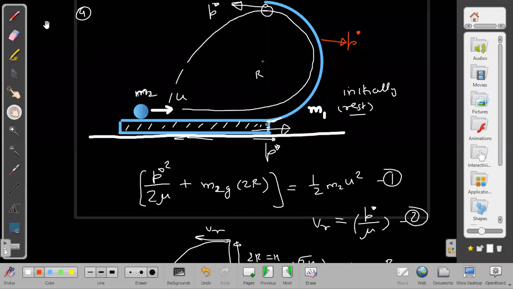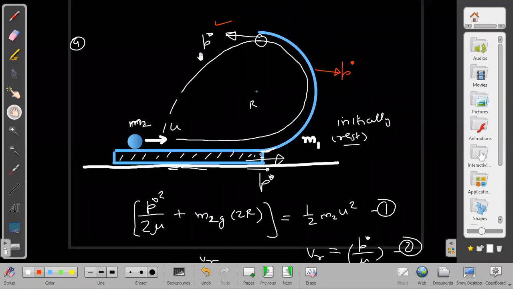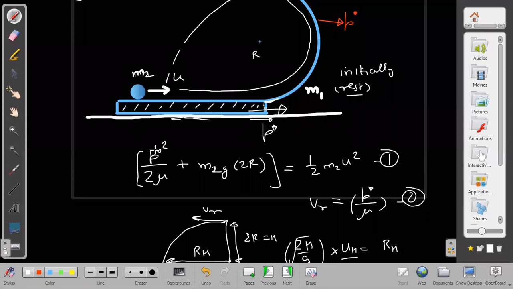Now I'm starting. So these are the easy versions. Easy versions are those where the momentum on the left hand side and right hand side, magnitude wise, will be equal. And if these are equal, then here we go. We can simply write P star square divided by 2 mu plus M2G into that is the potential energy gain is equal to half of M2 into U relative square.